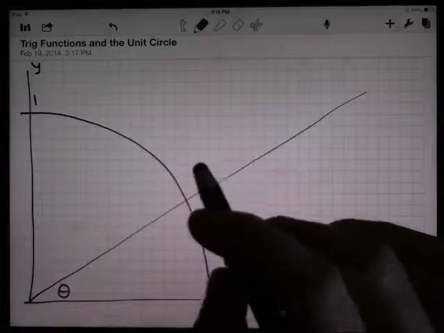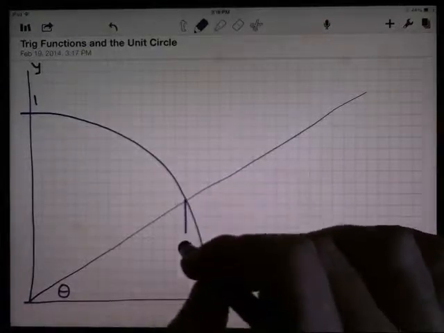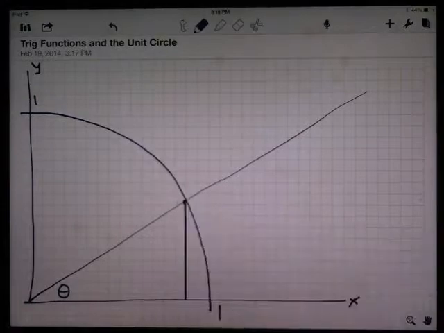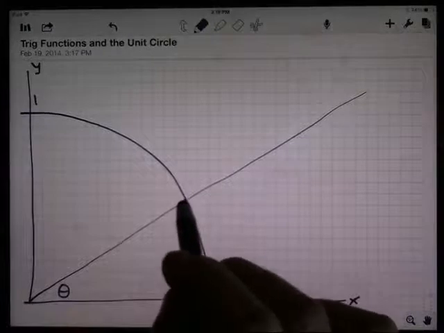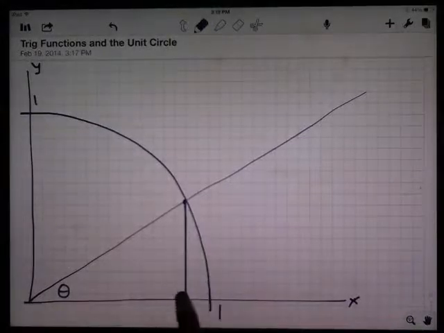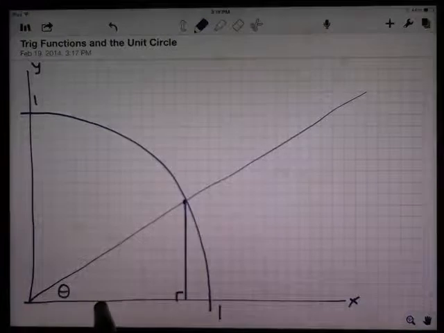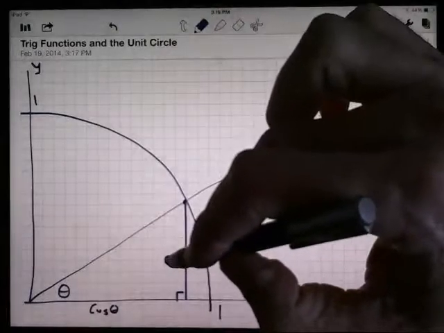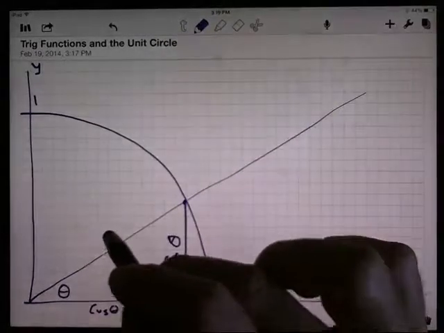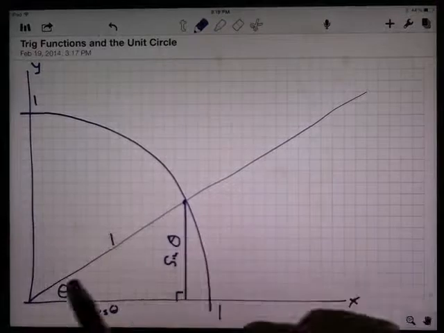We've already seen that if I drop a perpendicular from the point where the terminal ray hits the unit circle, the x coordinate here is the cosine of the angle, and the y coordinate is the sine of the angle. The hypotenuse, of course, is 1. This is a unit circle. That's a radius of the circle.